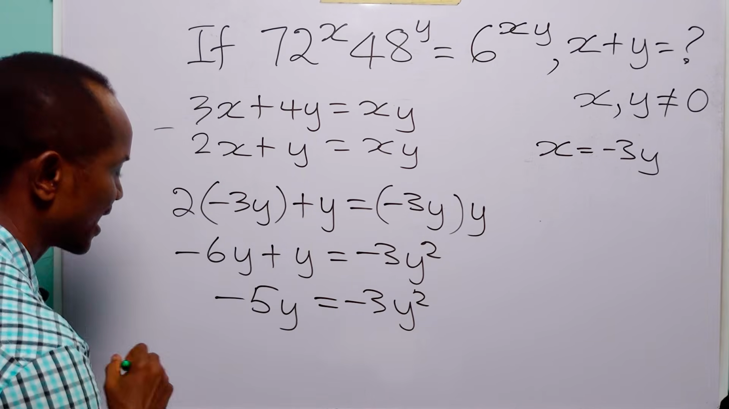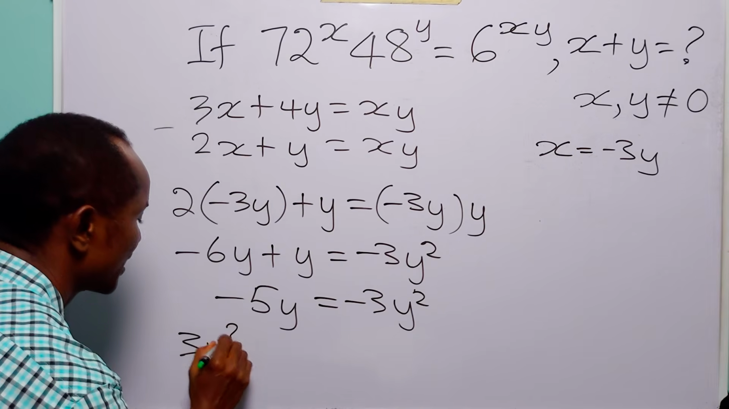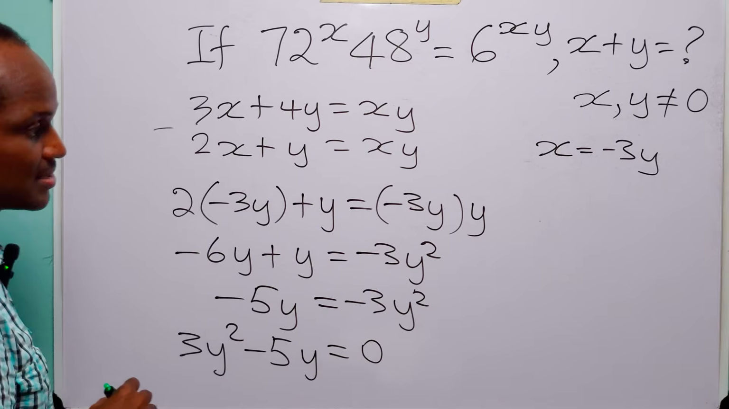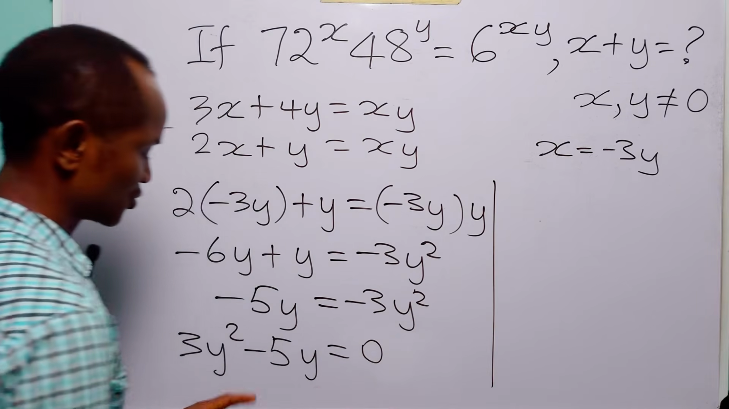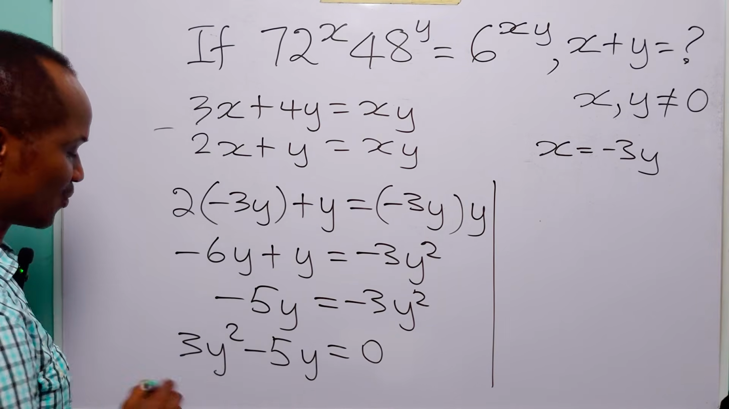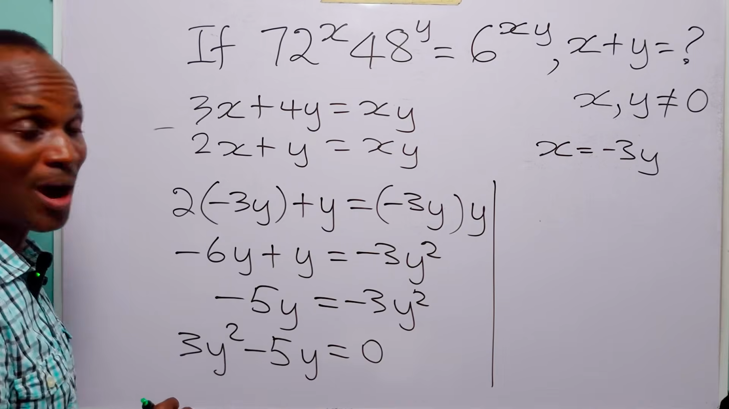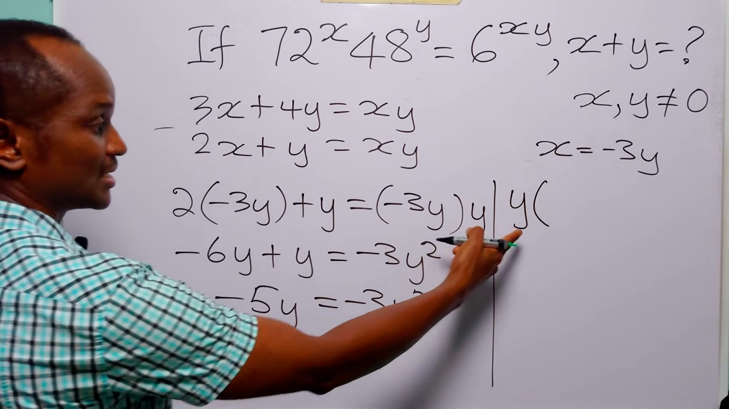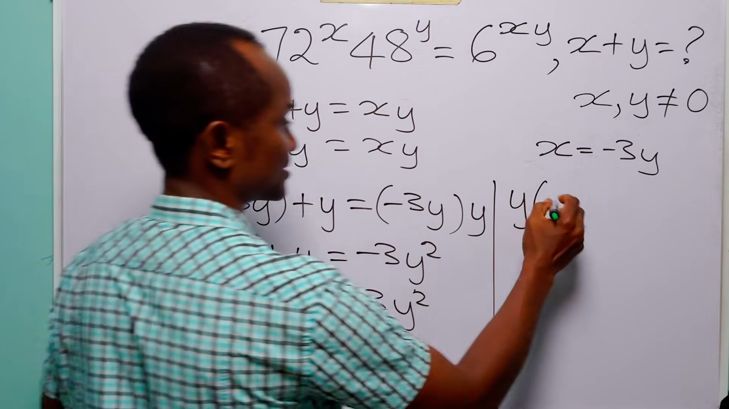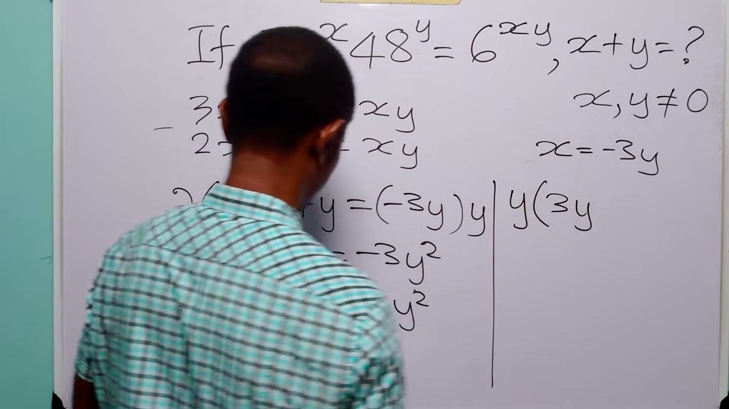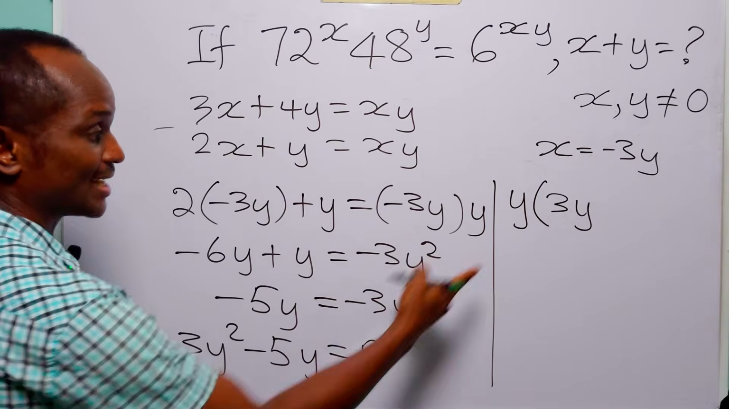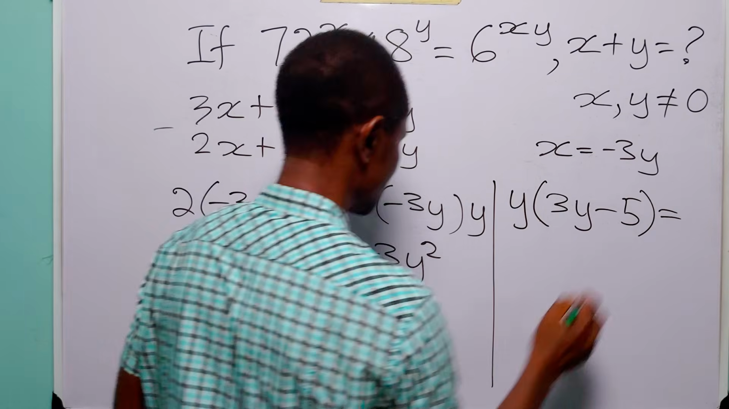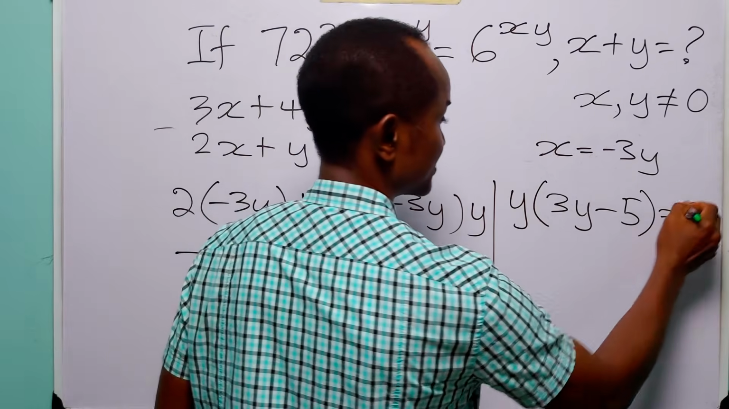Rearranging this equation, we have 3y squared minus 5y is equal to 0. Of course, you know that we can factorize this equation. We have a common factor, which is y. So we have that 3y squared divided by y is 3y, and minus 5y divided by y is minus 5. And of course, this is equal to 0.